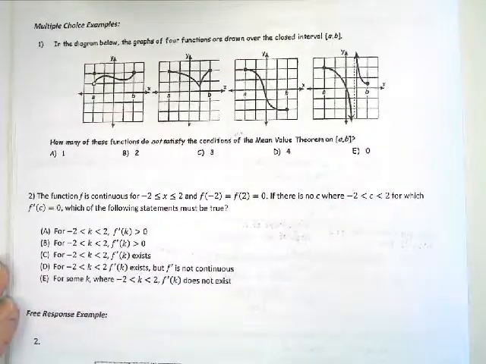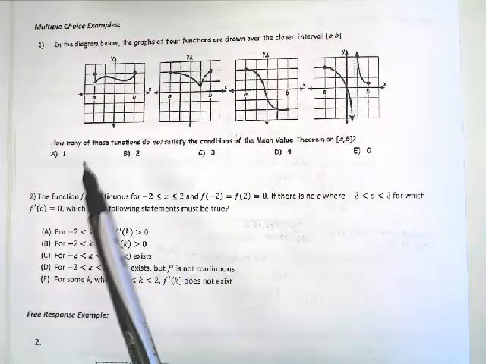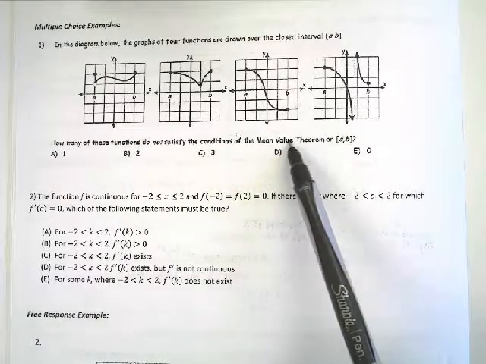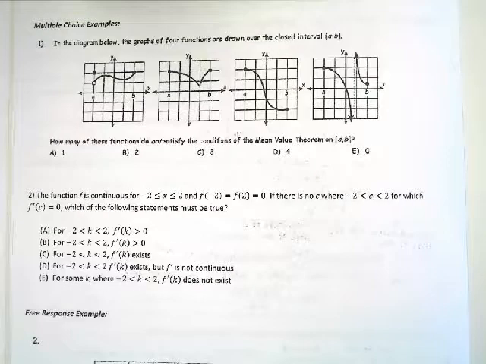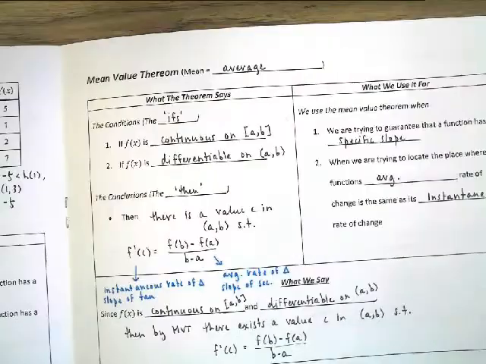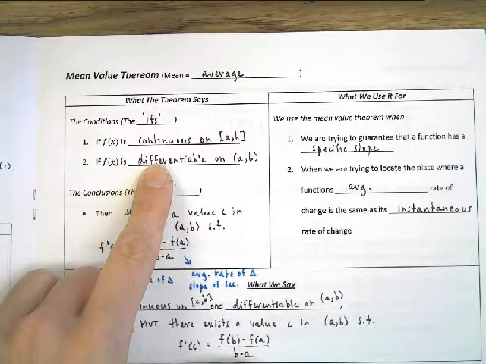All right, so let's look at some multiple choice problems here. First one says, in the diagram below, the graphs of 4 functions are drawn over the closed interval from a to b. It asks how many of these functions do not satisfy the conditions of the mean value theorem on the interval from a to b. So first we have to think of what those conditions were. If we look back, we said the function had to be continuous on the interval, and it also had to be differentiable at every interior point of that interval.